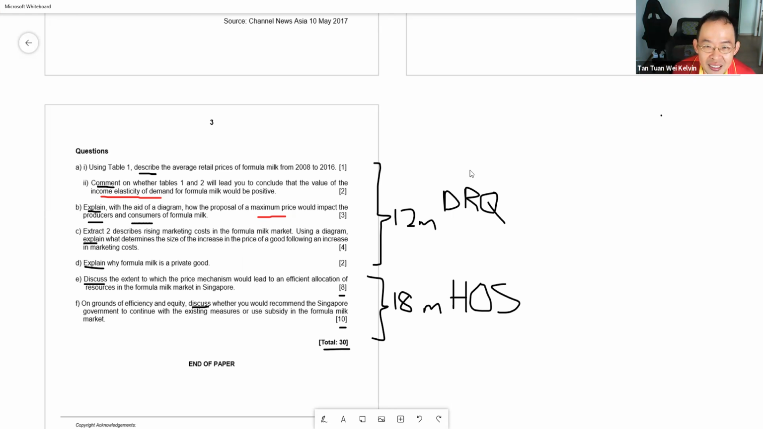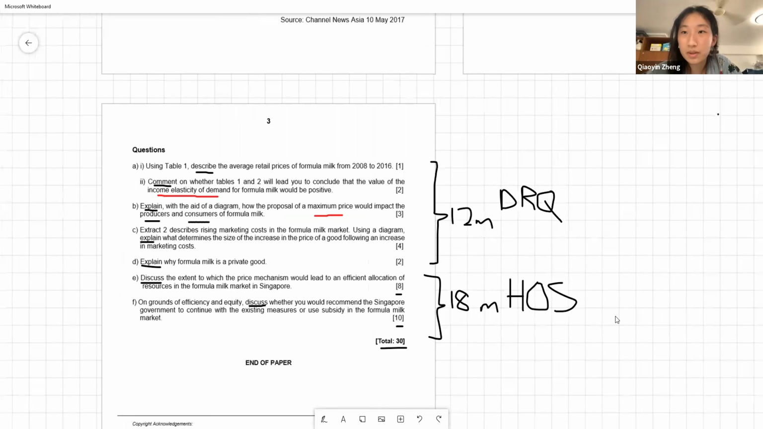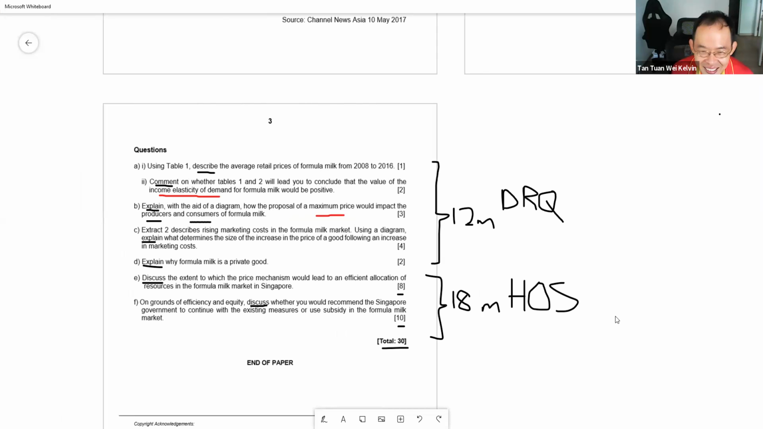Okay, maybe Chow In, is it? You want to have some idea? Chow In? What econs concept do you think they are testing for part C? Is it PED and PES? Okay, yes, that's quite a good idea.